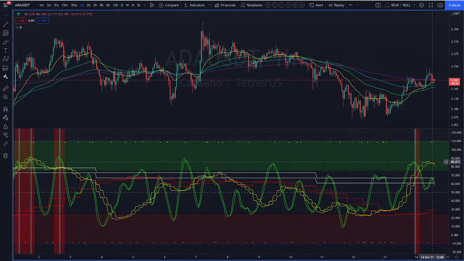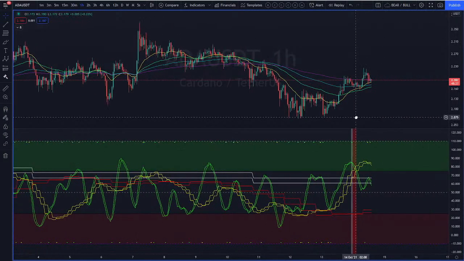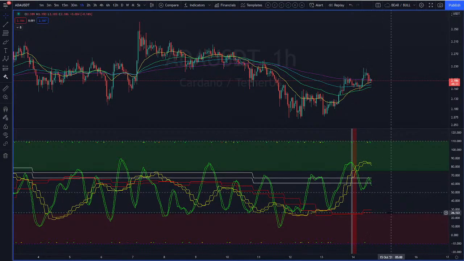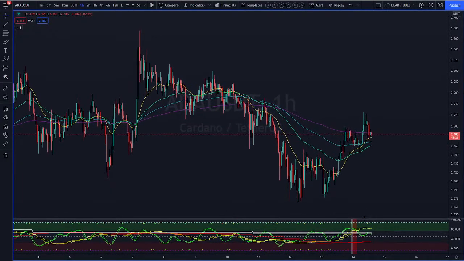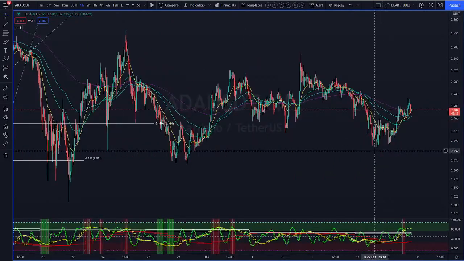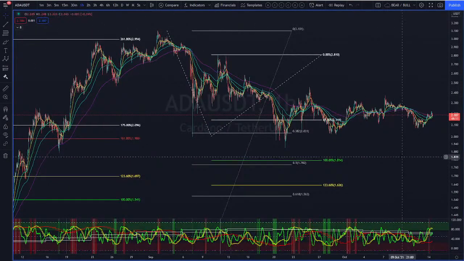You've got the 3 hour crossing down, but this is also the same formation that's on a lot of other alts right now. The difference is the hourly hasn't reset. Like we talked about on DOT, the hourly is reset. The hourly isn't reset on this guy right now. But on this one, you do have the 21 above the 55 and above the 100, right? So that 55 is getting up there. I would say as long as the 100 holds, it's probably a good hold. But if it breaks down below these, then my downside target is going to be down here at about $1.80.